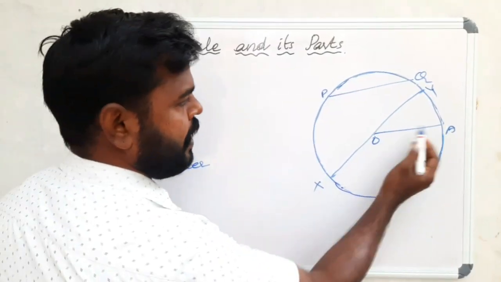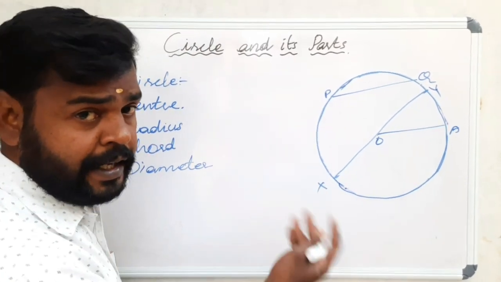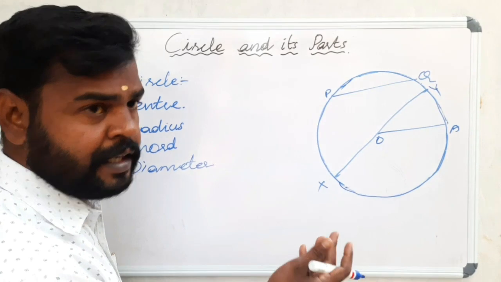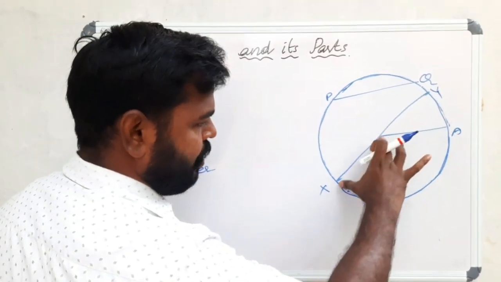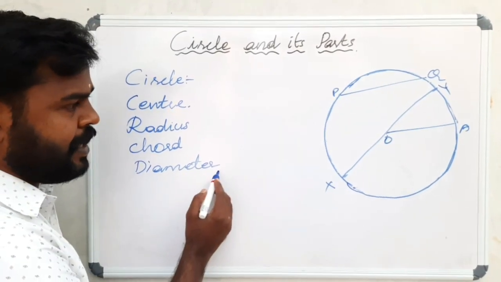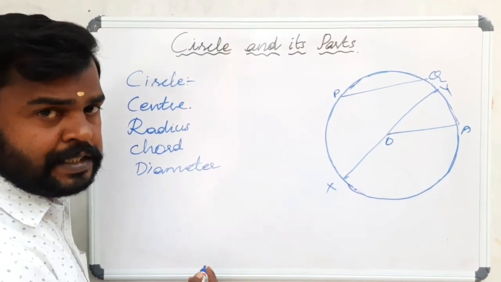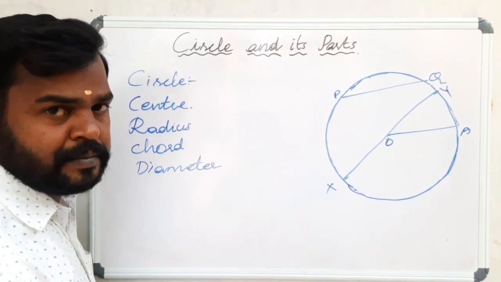In the figure, OA, OY and OX, these three are radii. The plural of radius is radii. In the diameter XY, OY and OX are both radii. So the diameter is double the radius, and the radius is half the diameter.